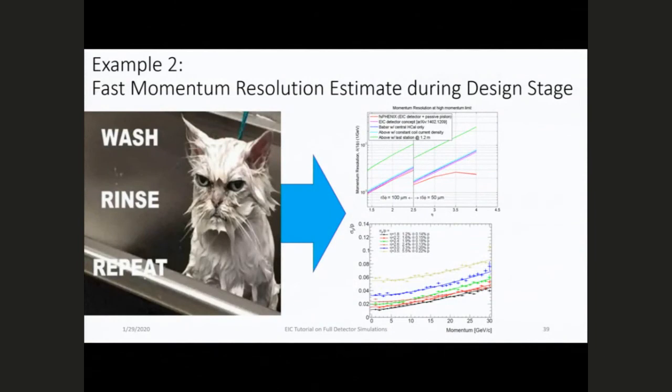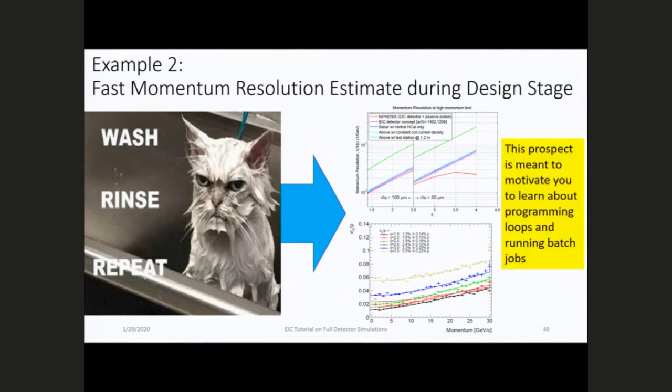What we just did was basically generate one data point at 4 GeV for positrons. If you really want to do a decent measurement over all the momentum ranges at all etas, this prospect should motivate you to learn about programming loops and running batch jobs. You don't want to run this interactively.